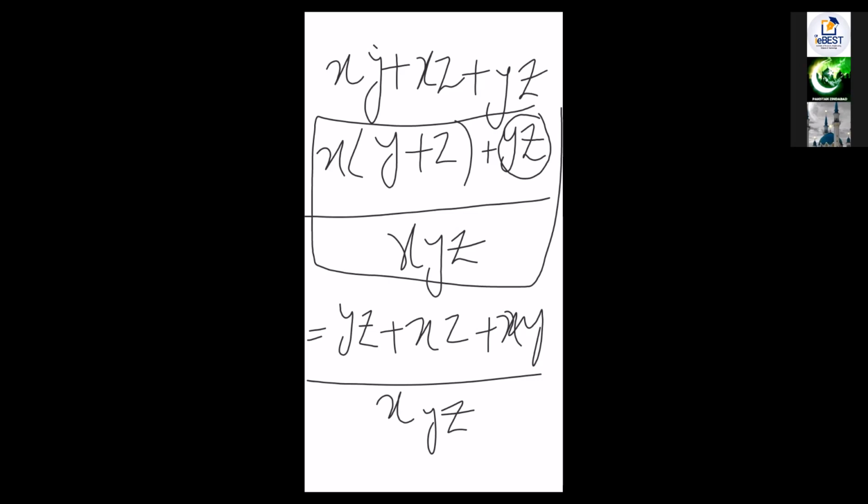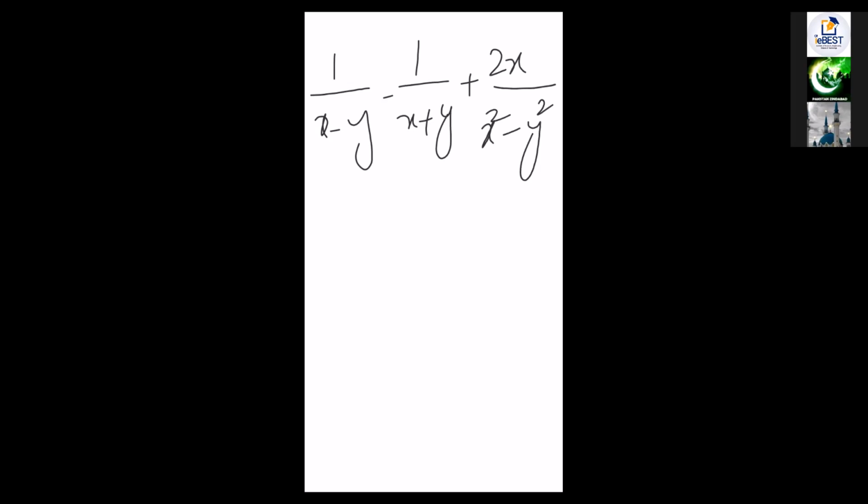Fine, and that was a general question. Now we are moving towards the actual question. How are we going to solve when we are facing three rational expressions at the same time? If I write 1 divided by x minus y, and 1 divided by x plus y, and 2x divided by x squared minus y squared. So now, what are we going to do with this question?